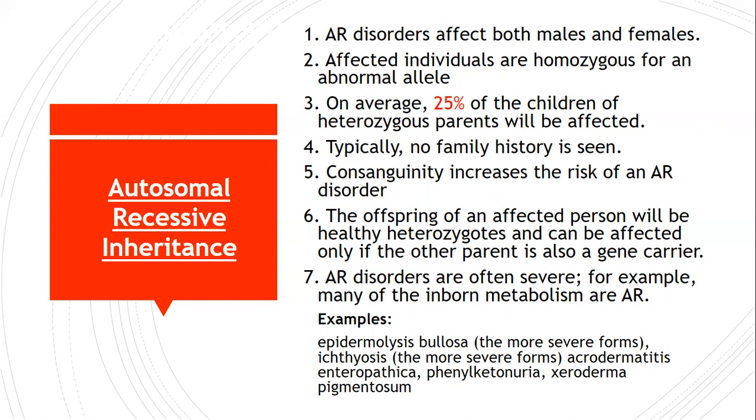So 25% of the offspring have a chance of inheriting both the recessive abnormal genes from the parents, and when these genes become homozygous, it will manifest. Typically, no family history is seen. The parents are usually normal. Consanguinity increases the risk of autosomal recessive disorders.